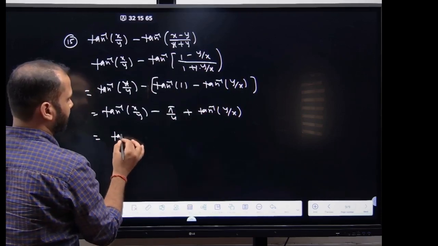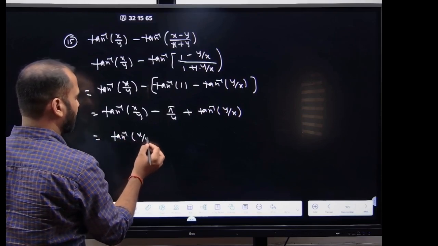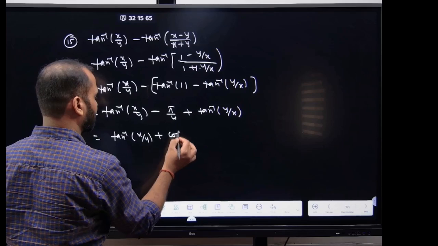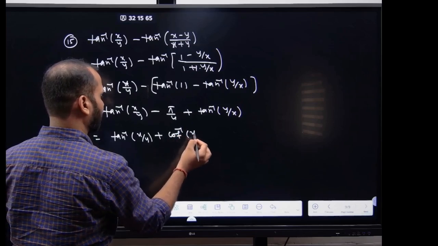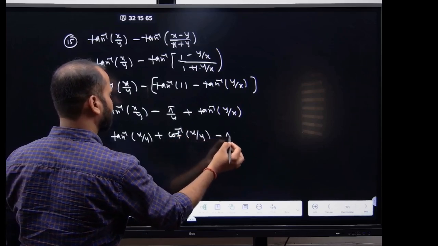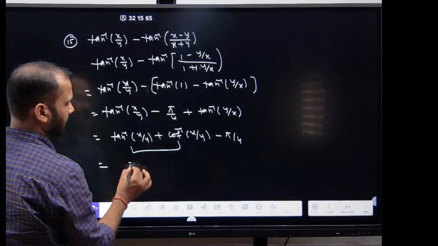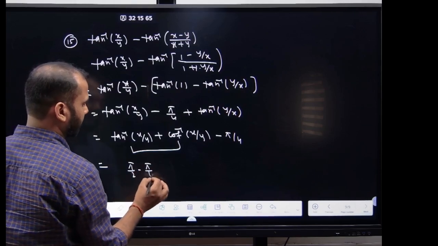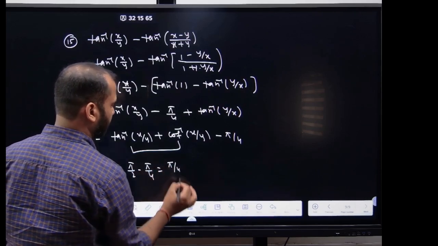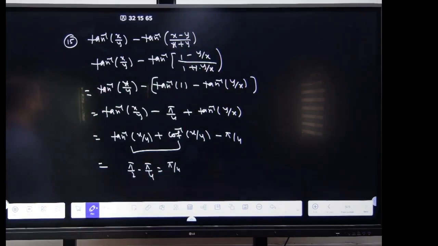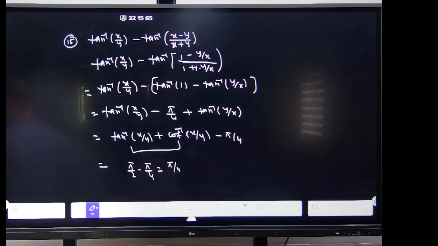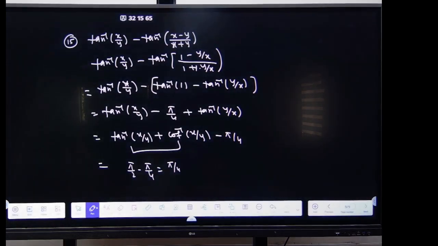So, this is tan inverse of x by y plus cot inverse of x by y minus pi by 4. What is this 2 value? Pi by 2. Pi by 2 minus pi by 4. Pi by 4. Same process is there. Correct? Is it clear?